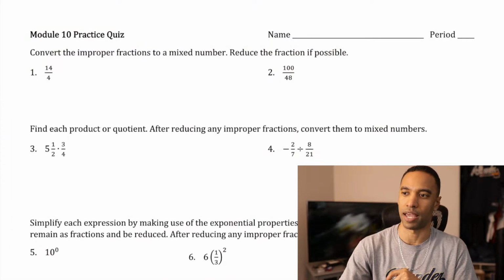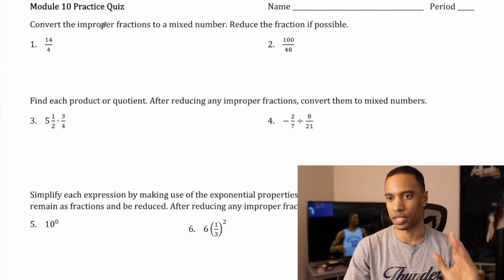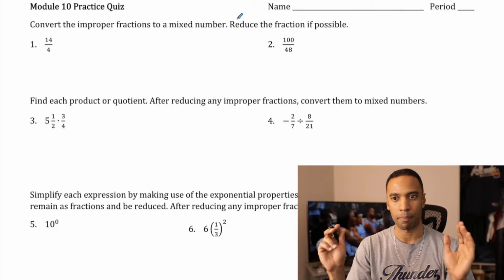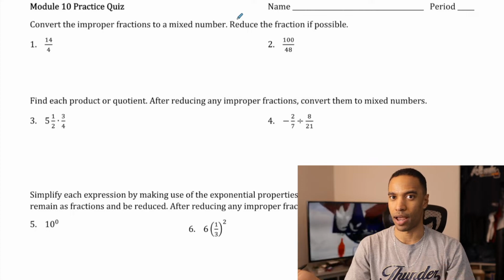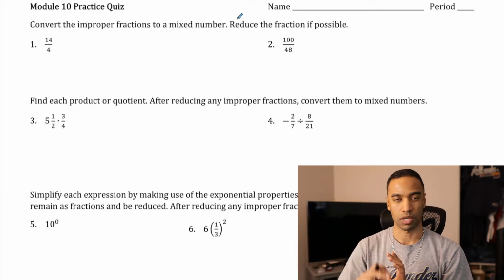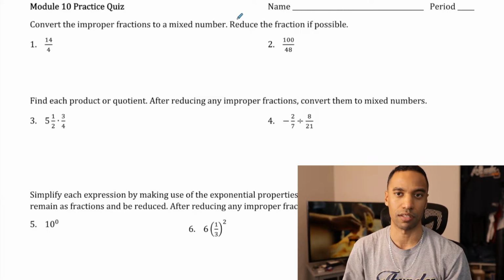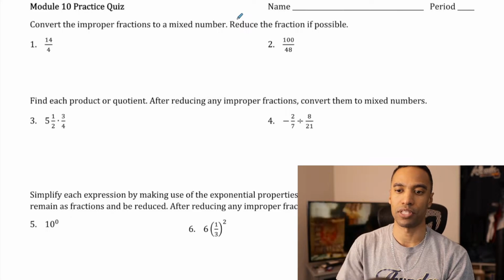This is a practice quiz for my own group. The first set of problems we're going to convert just to mixed numbers straight up, and if we need to reduce the fraction, we will. You can either reduce before or after, one or the other, and I'll show you with the first problem. Here on out, you'll just see me reduce the fraction first and convert to mixed number afterward. So on number 1, we have 14/4.